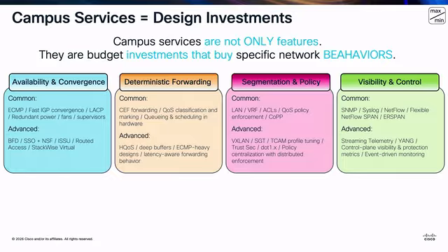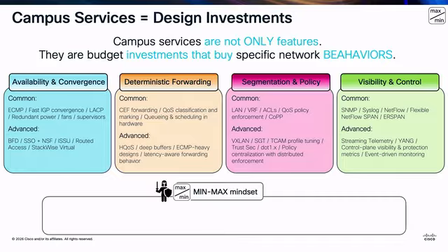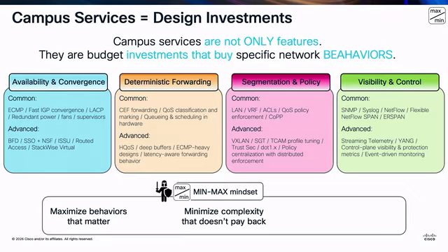There's no way we could go through every feature available in IOS XE, because there are thousands of them, but we can just talk about the concepts, what you want to achieve and what would be the price of it. So whenever you're thinking about your network, you want to maximize behaviors that really matter, and minimize complexity that doesn't pay back. Maybe there are two features which are solving the same problem. Maybe I could turn one off.